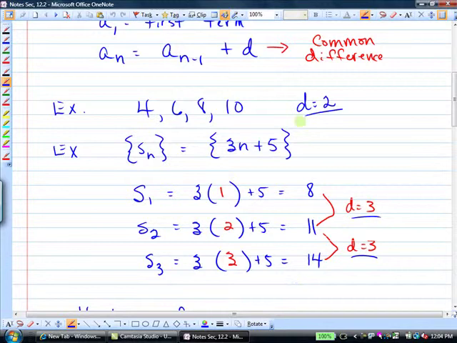Okay? This one you could see it because you just had the terms. This one you had the function, so you had to write out some terms to come up with the common difference. Okay? Questions on that?